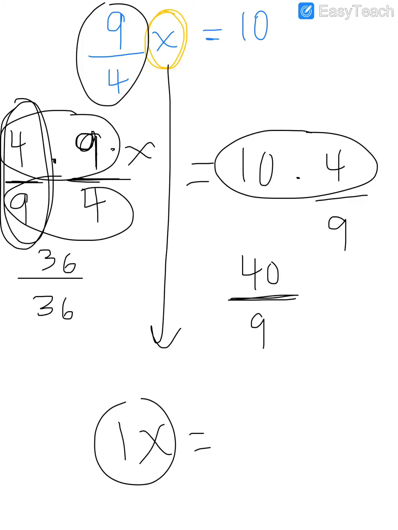I know that 9 goes into 40 a total of 4 times. And that 9 times 4 is 36. So that would leave 4 left over. So I would have 4 and 4/9.